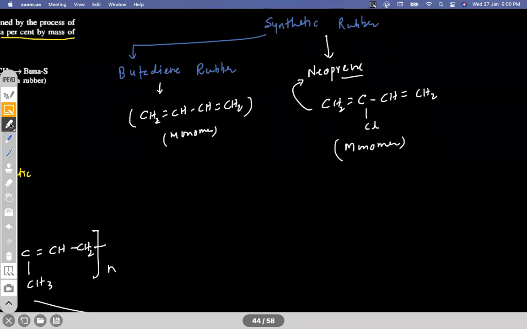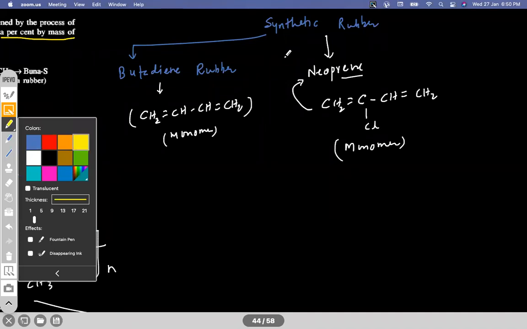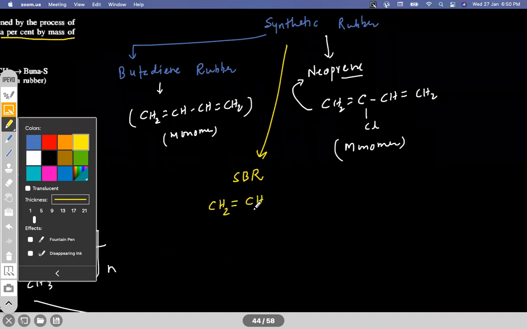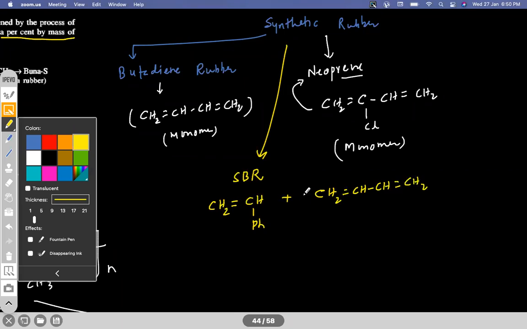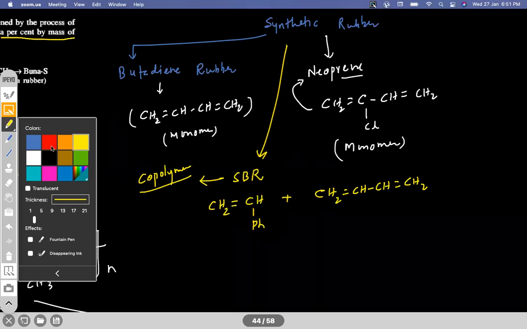Next is styrene butadiene rubber, SBR. Styrene butadiene means one of the components is styrene, which is this with a benzene ring here, and butadiene is the other monomer, CH2=CH-CH=CH2. Hence two different monomers are taken here, so it is a copolymer. That is also something you must keep in mind. Not difficult to understand, but yes, you have to memorize all these things. These monomers give you styrene butadiene.